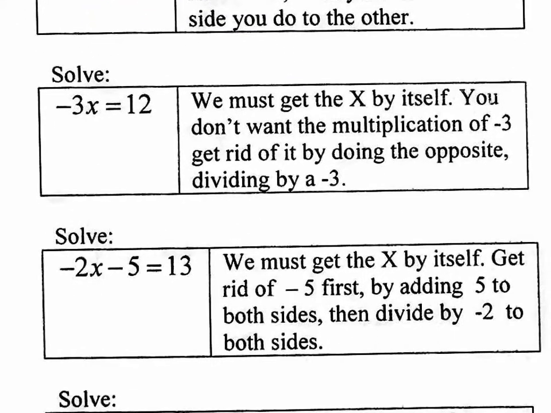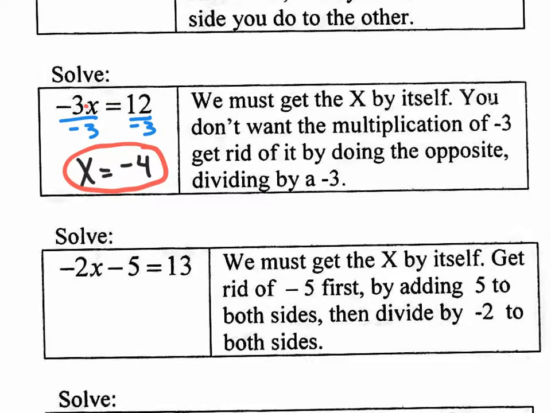So I have the written explanation, your thought process. By the way, let's say on a quiz you mess up on this particular equation. This is what I would like to see as your reflection, your thought process. We must get the x by itself. Okay, here's the x. It's on the left side of the equal sign. You don't want this multiplication of negative 3. So you need to get rid of it by doing the opposite. What's the opposite of multiplying by negative 3? Dividing by negative 3. And of course, what you do to one side, you do to the other side. So what's our answer going to be? X equals negative 4.